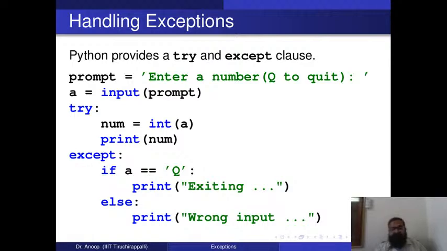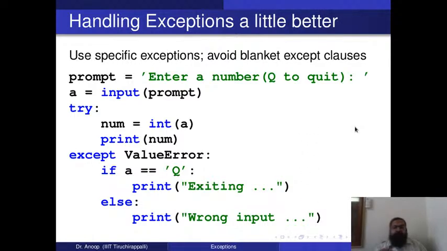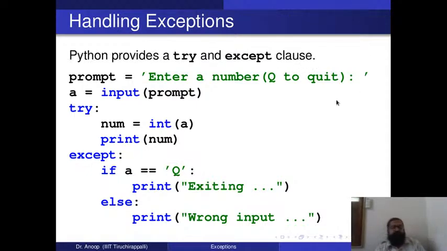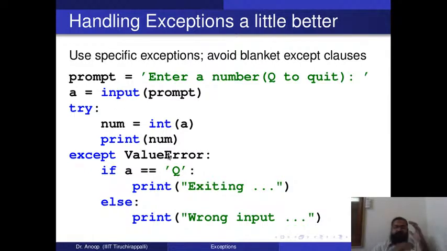Now if you go into slide number 10, here we are specifying the exception type also. So we can use specific exceptions and avoid blanket exception clauses. In slide number 9, this except clause, this except colon, will catch any exception that is created. Even if an error happens which is not the value error, your except clause will start working, and it will catch any error that can occur.